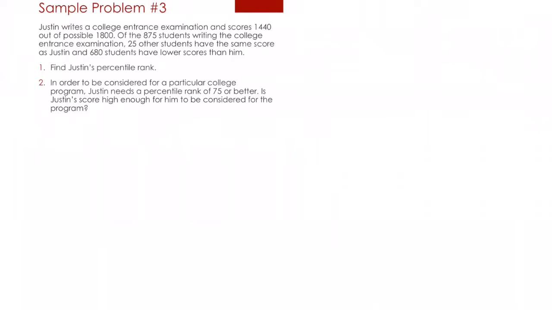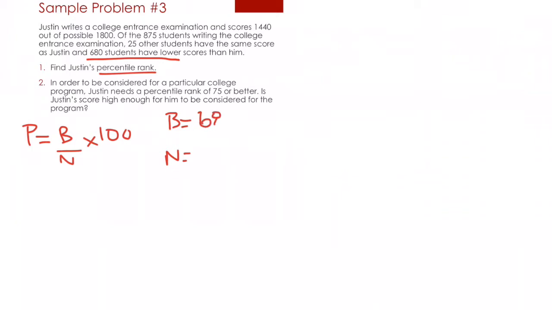Number 1 says find Justin's percentile rank. As soon as I see that, I'm going to write down what my equation is. So P equals B over N times 100. Then I want to identify what's B and what's N. B in this question, it says 680 have a score lower, so my B is going to be 680.